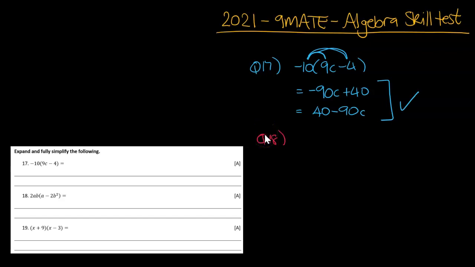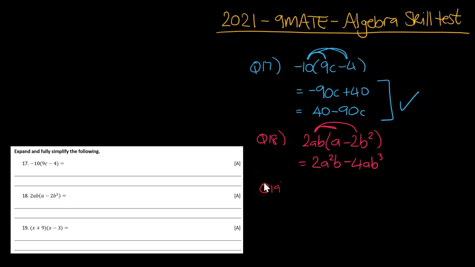On to question number 18, and I've got 2ab, and in brackets, a minus 2b squared. Again, I'm using my rainbow method. 2ab times a is going to be 2a squared b. And then we're going to subtract 2ab minus 2b squared. So 2 times negative 2 is negative 4. And that's where that's coming from there. Then we've got 1a and we've got 3 b's across that.